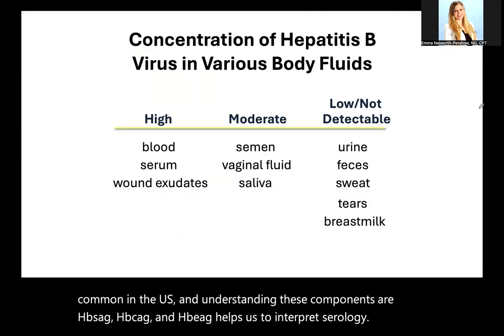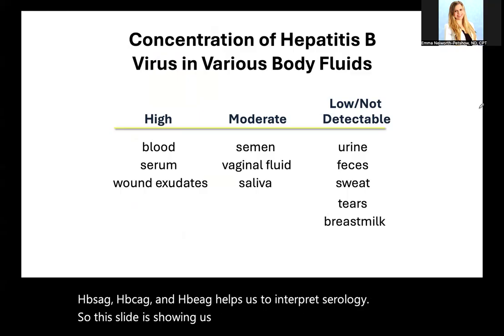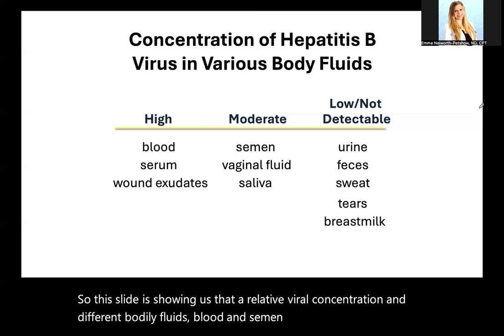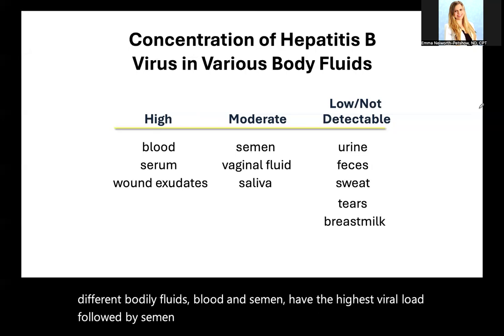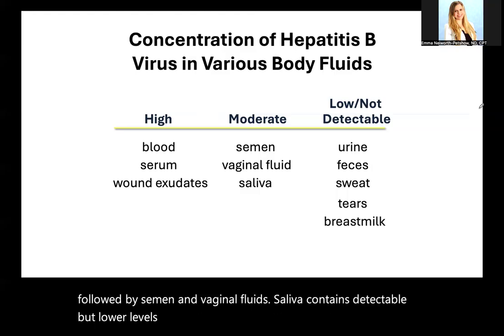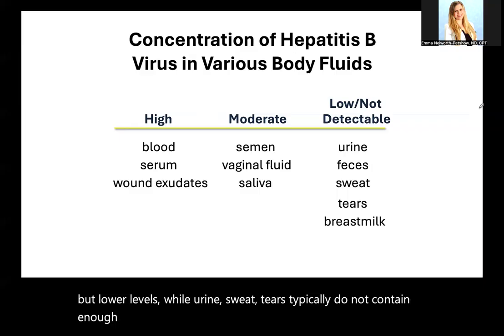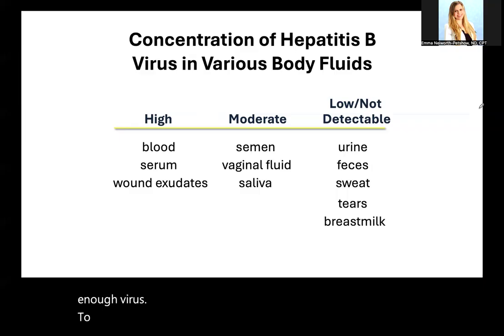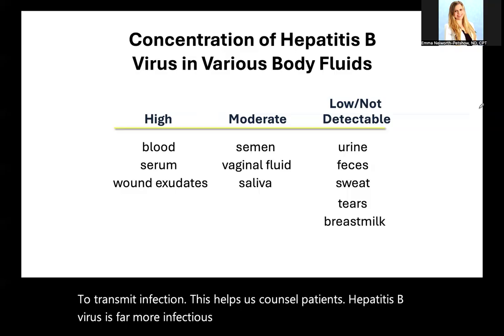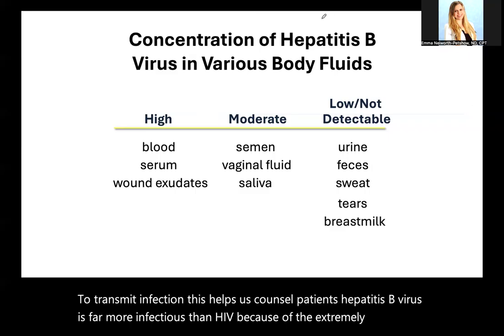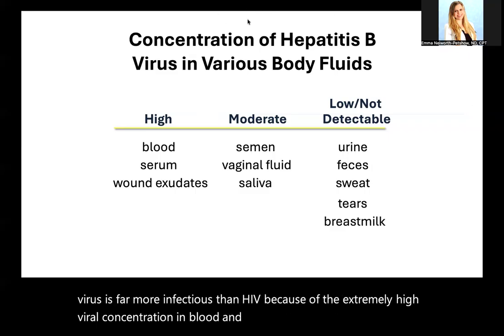So this slide is showing us a relative viral concentration in different bodily fluids. Blood and semen have the highest viral load, followed by semen and vaginal fluids. Saliva contains detectable but lower levels, while urine, sweat, and tears typically do not contain enough virus to transmit infection. This helps us counsel patients. Hepatitis B virus is far more infectious than HIV because of the extremely high viral concentration in blood and semen.